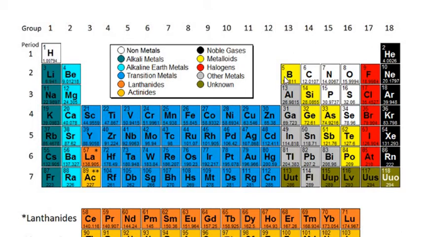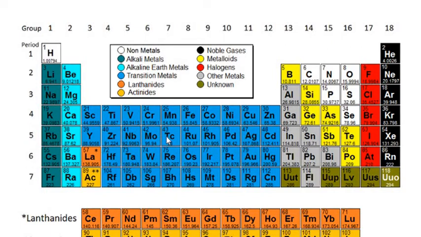The other groups here also have names, but these groups are not necessarily important by name. This group, the red group, is called halogens, and this group is called inert gases or noble gases. Group 18, noble gases; group 17, halogens; group 1, alkali metals; group 2, alkaline earth metals or alkali earth metals. These groups are very important.